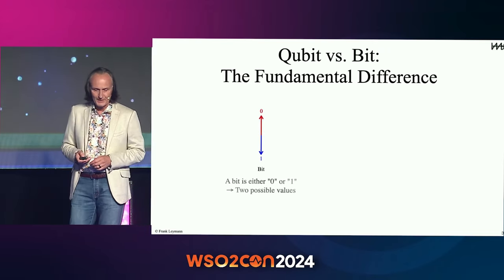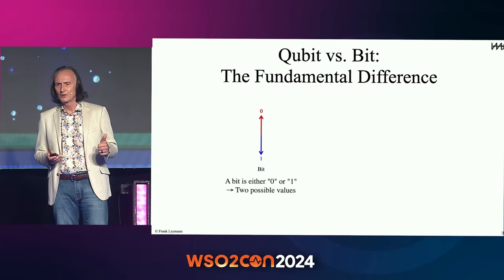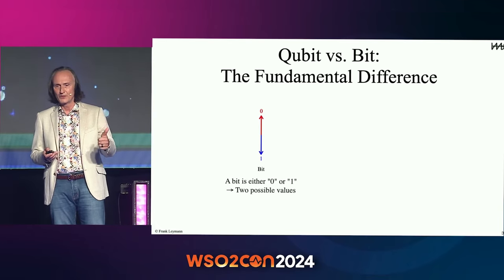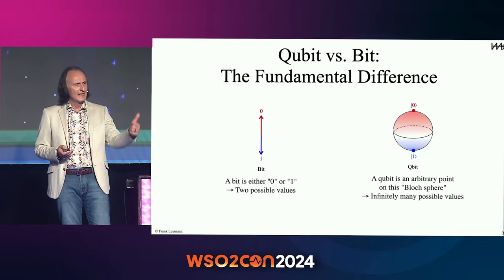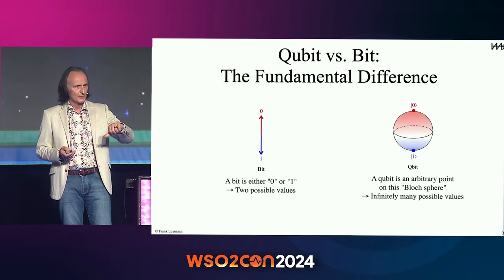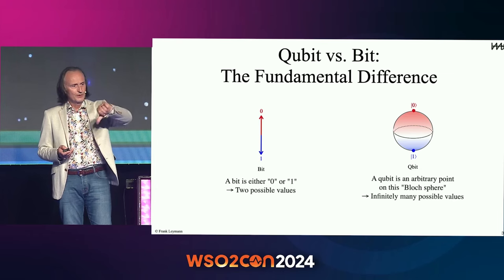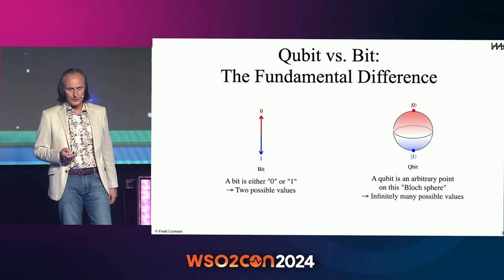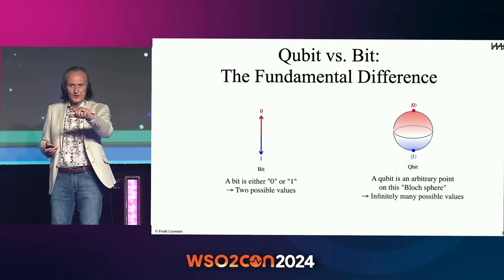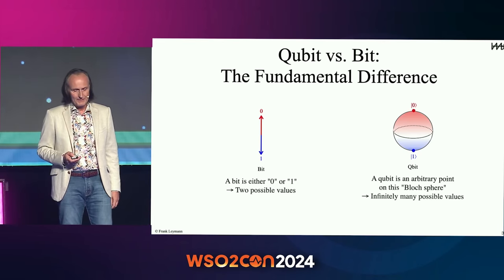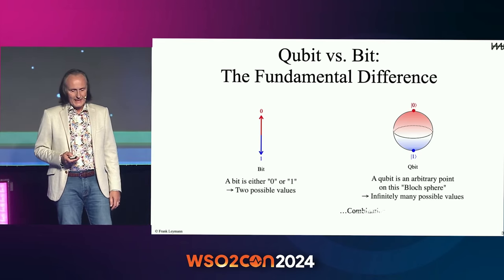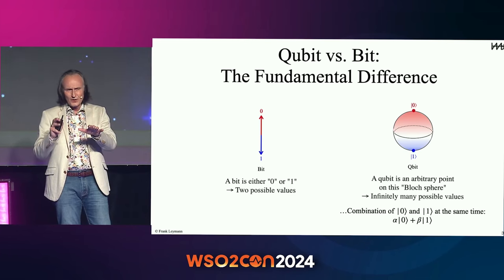A bit is something we all know: it has two potential values. It can be true or false, zero or one. And the quantum bit has an infinite number of potential values. False is the North Pole, true is the South Pole, and it's a vector, a point on this sphere of radius one called the Bloch sphere. And in fact, it's a combination of zero and one.